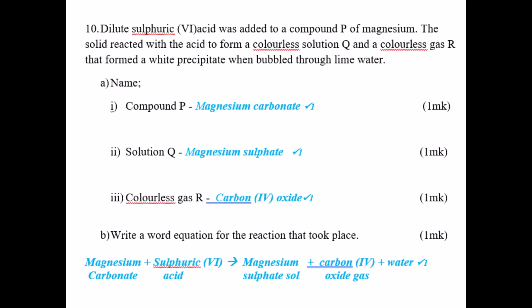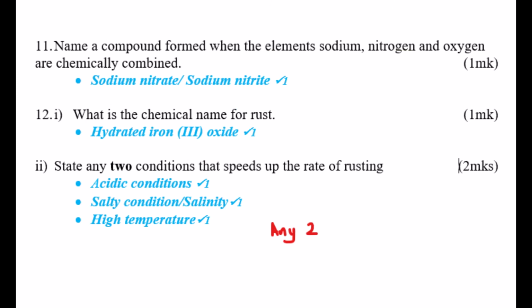The equation: magnesium carbonate reacting with sulfuric acid, you get magnesium sulfate solution, carbon dioxide gas, and water. Remember, that is typically what happens when a carbonate reacts with an acid. Three products: a salt, carbon dioxide, and water. Question number 11.